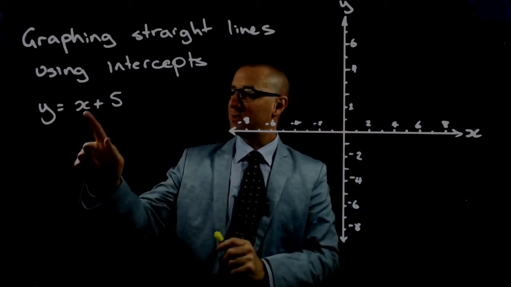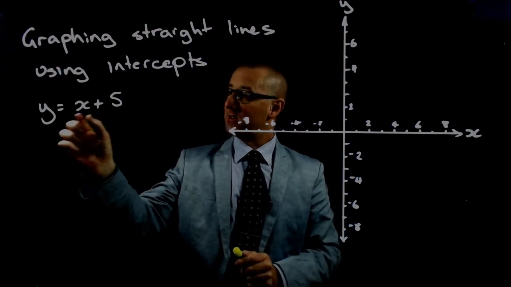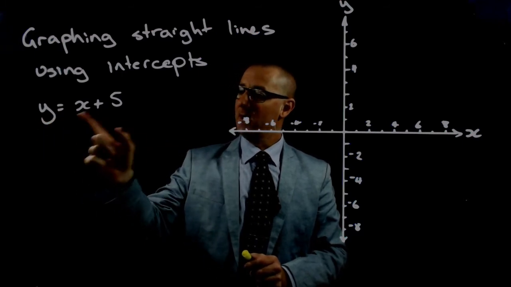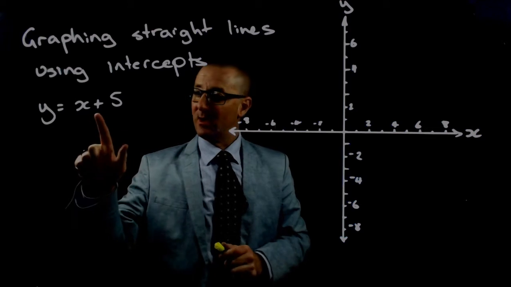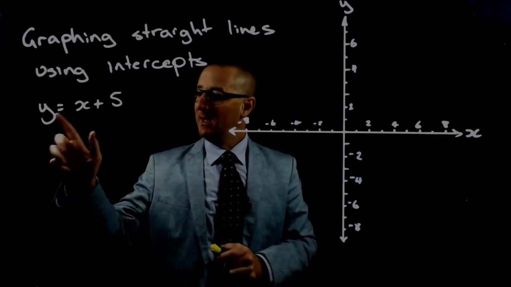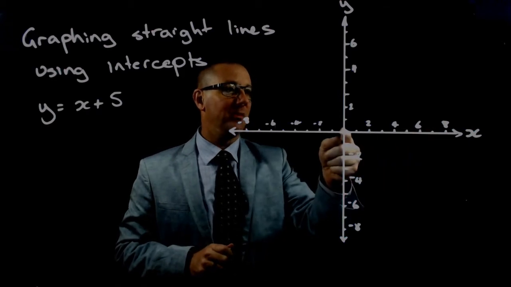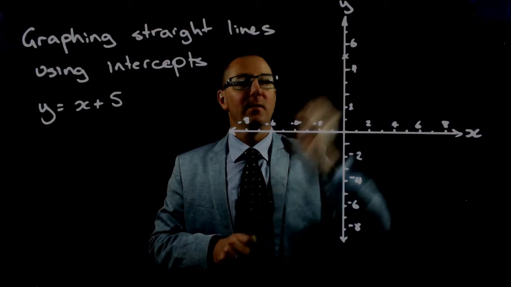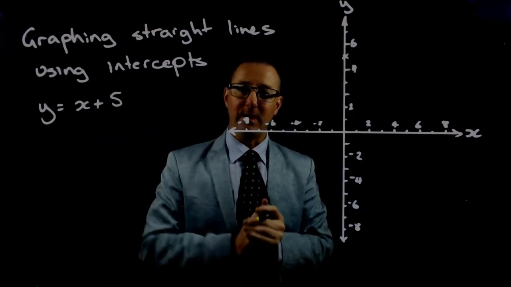And if we substitute into this equation over here, this is going to be my example, y is equal to 0 plus 5, then we get a value for y being 5. And so we know that one of our points is going to be x equal to 0 and y equal to 5. So where x equals 0 and y equals 5 is going to be this point here. And that's our y-intercept for our straight line.